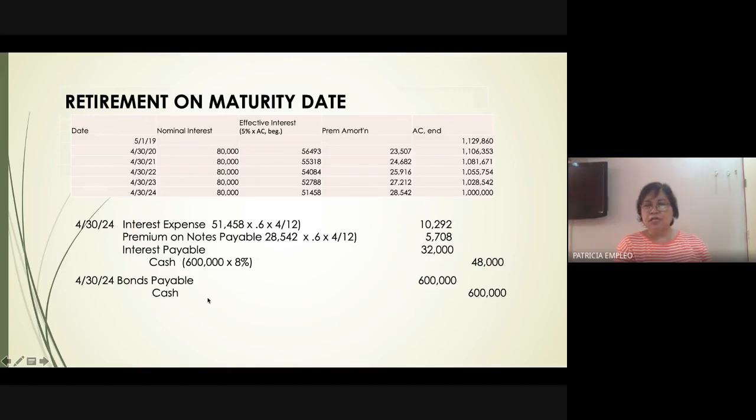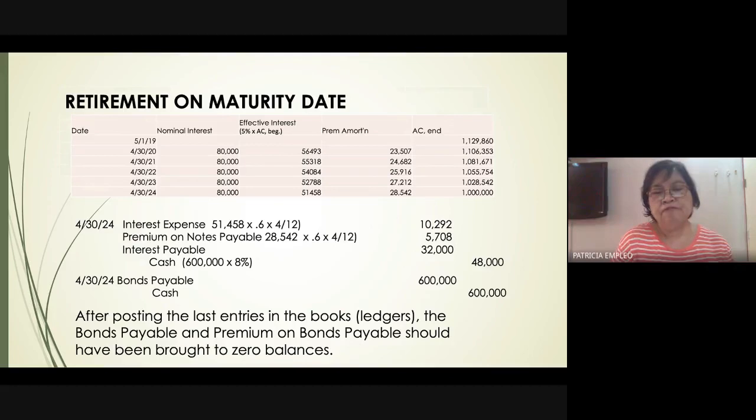Then your entry here to record the retirement is just to debit bonds payable 600,000, credit cash for 600,000. Therefore, on maturity date, there is no gain or loss arising from the retirement because premium or discount has been properly amortized already. After posting the last entries in the books, meaning in the ledgers, not the textbook, of course, the bonds payable and the premium on bonds payable should have been brought to zero balances.